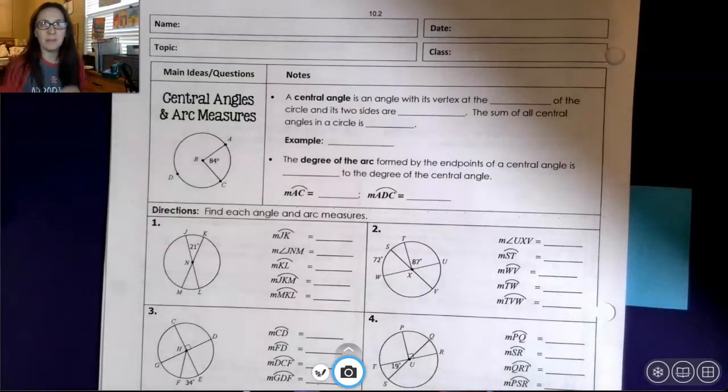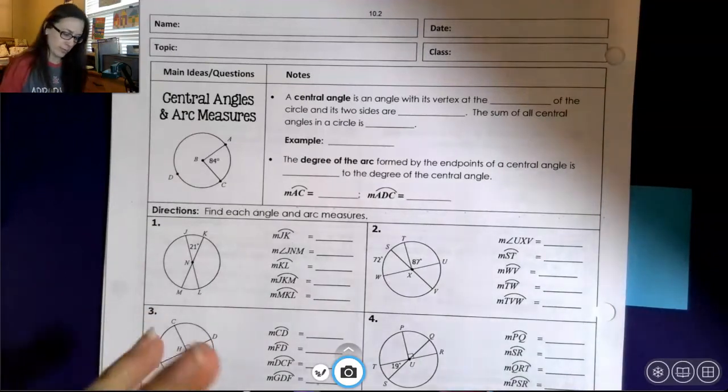Hi, welcome, welcome. We are doing 10.2 today, which is page 121 in your note guides. So we're going to be talking about more circles today.